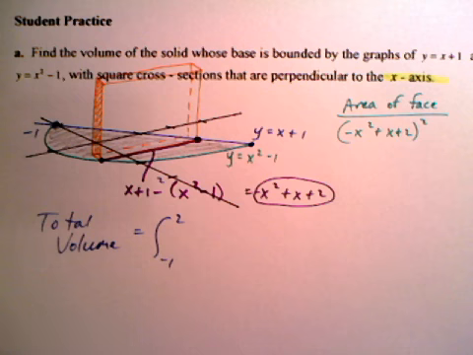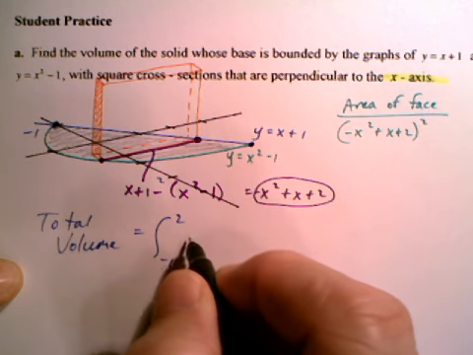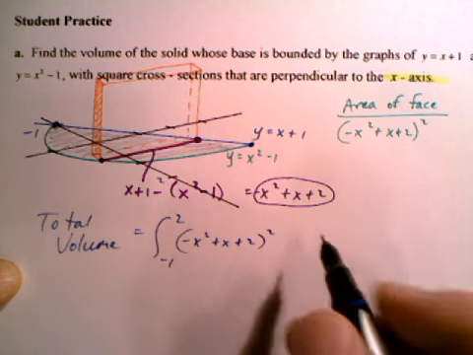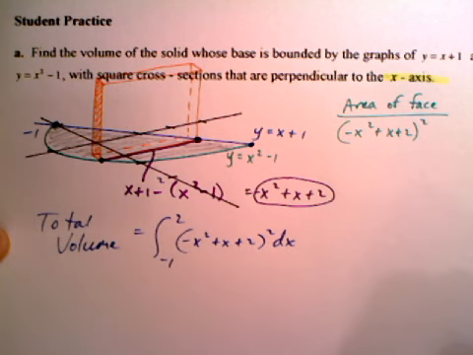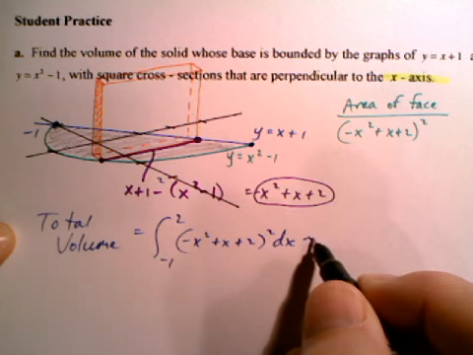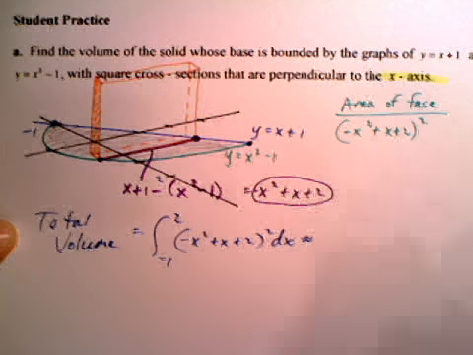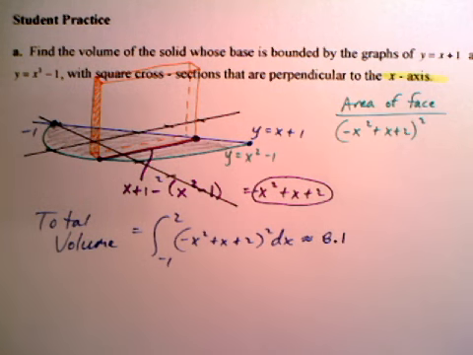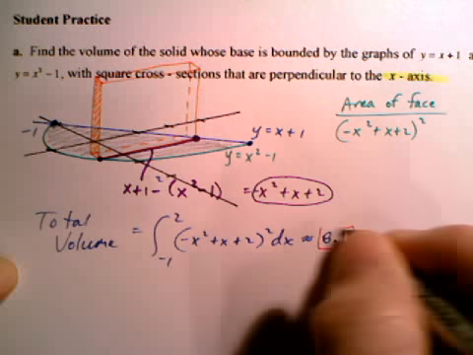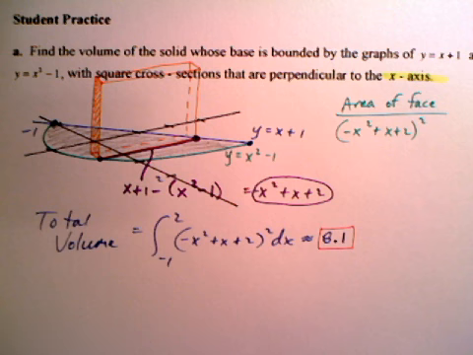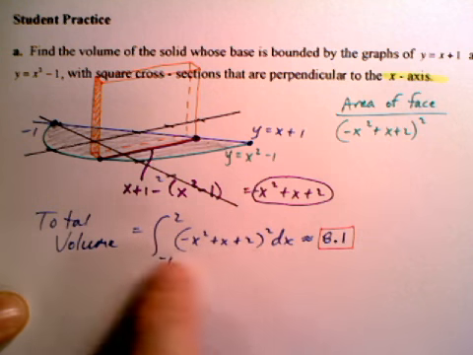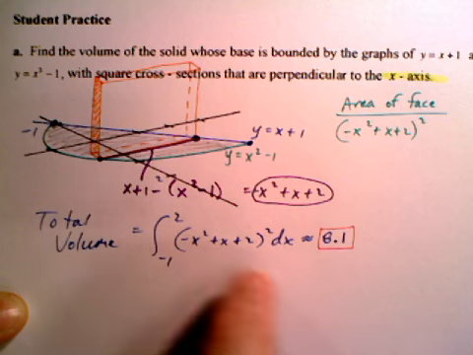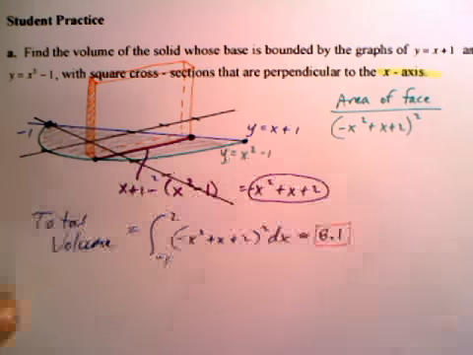So we want to find the volume. We want the area of one face, (-x squared plus x plus 2) squared, multiplied by the thickness of that cross section, and that answer is about 8.1. Okay, hopefully you were successful there. 8.1. So check your integral, check your limits of integration, and as long as yours match this, then your answer should match that answer right there.